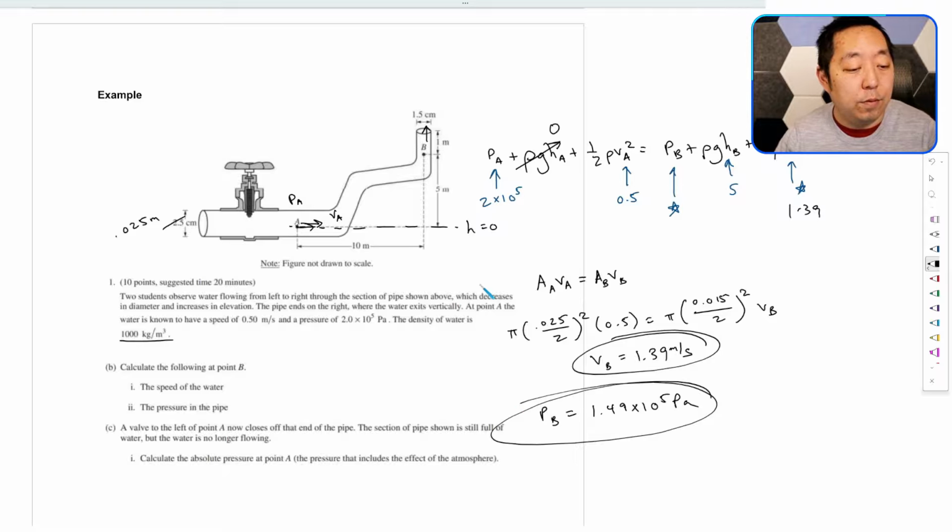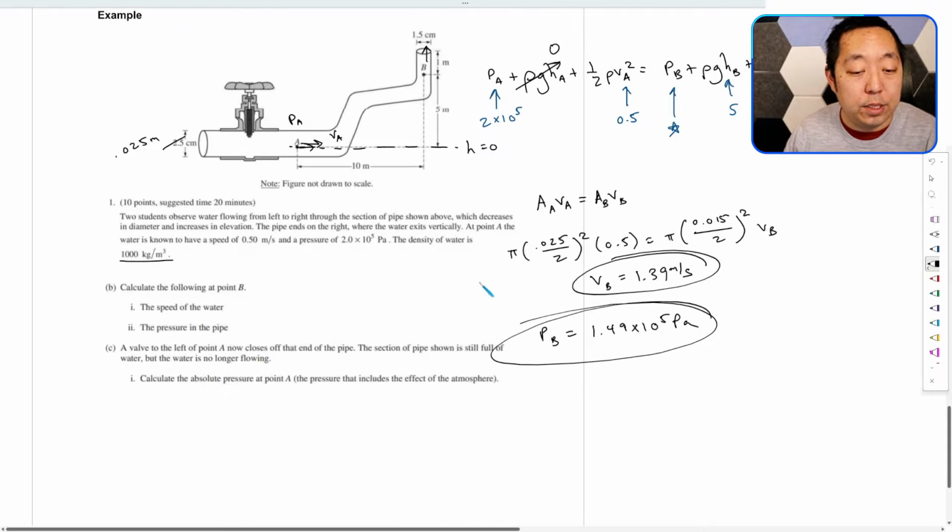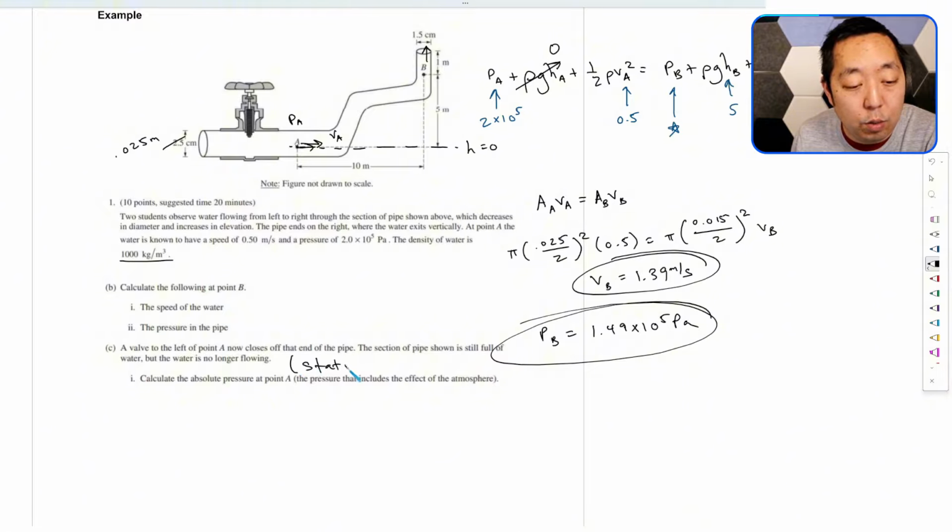Okay. A valve to the left now closes off the end of the pipe. The section of the pipe is still full of water, but no water is flowing anymore. So now we're static. Water is not flowing anymore, so we're in static fluids now. Calculate the absolute pressure at point A. The pressure includes the effect of the atmosphere.